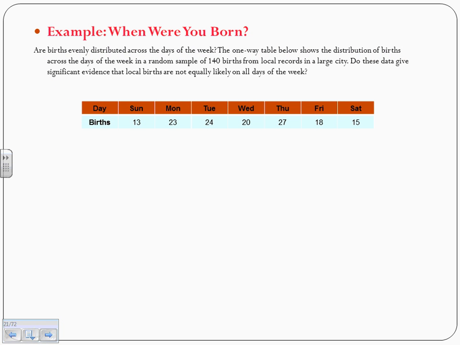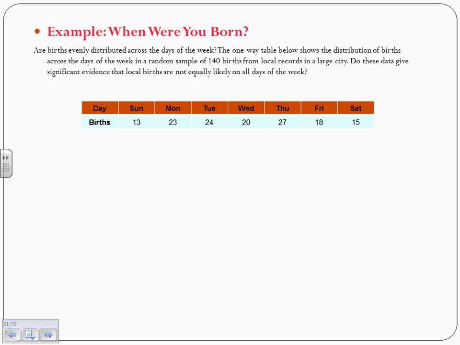Just more about that null and alternative we've talked about. So let's do an example. Are burglaries evenly distributed across the days of the week? The one-way table below shows the distribution of burglaries across the days of the week in a random sample of 140 burglaries from local records in a large city. Do these data give significant evidence that local burglaries are not equally likely on all days of the week?